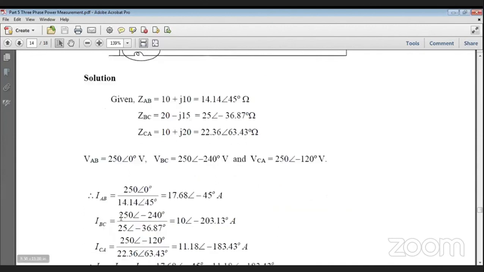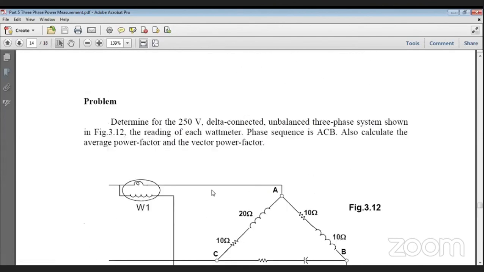By the way, there is a small catch here. Here the phase sequence is stated as ACB. When you solve a problem, please note what phase sequence is given. If nothing is stated, take the phase sequence as ABC. Otherwise, it will be stated just like this one.